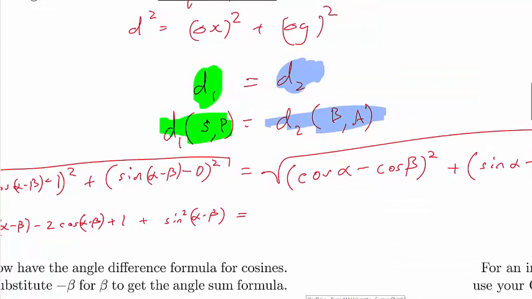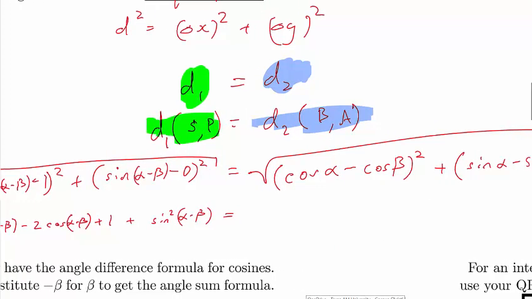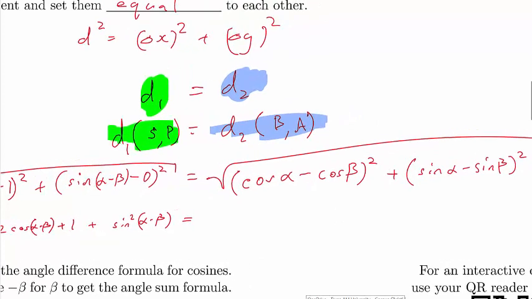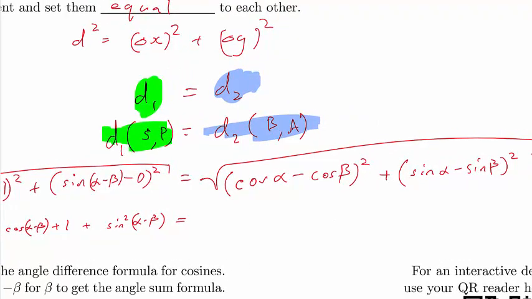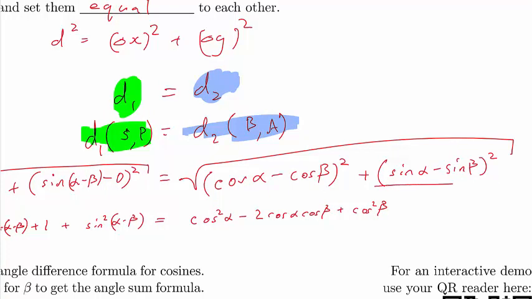So let's look at the right. Again, squaring both sides gets rid of this square root right here. So expanding this term, we have cosine squared alpha minus 2 cosine alpha cosine beta plus cosine squared beta. Right, that's just what happens when you expand this term. And now let's expand this guy.